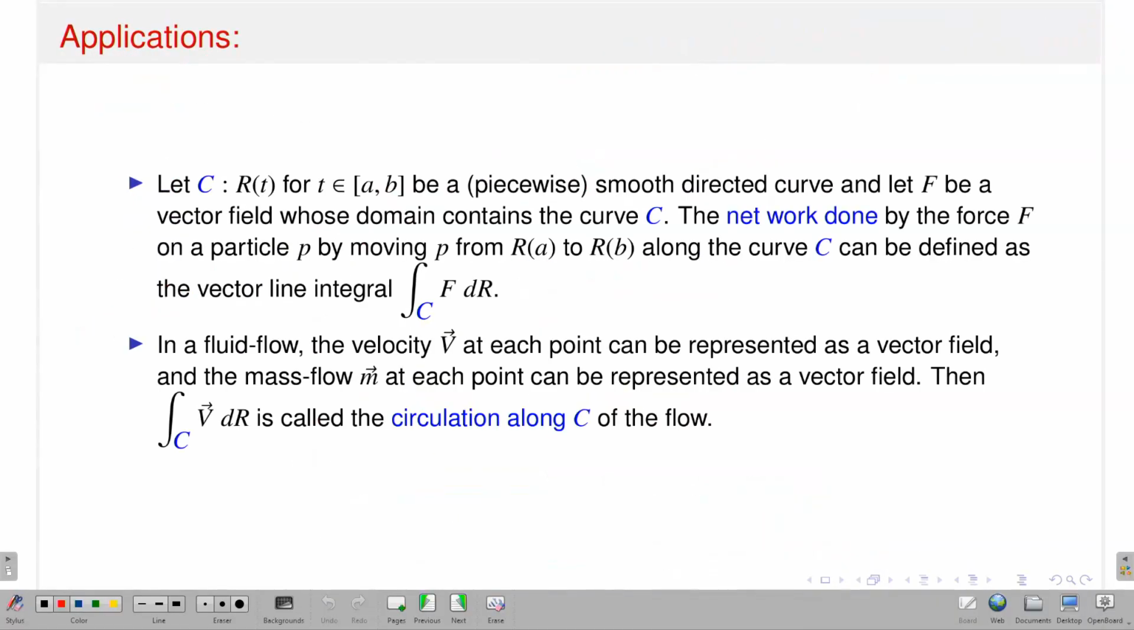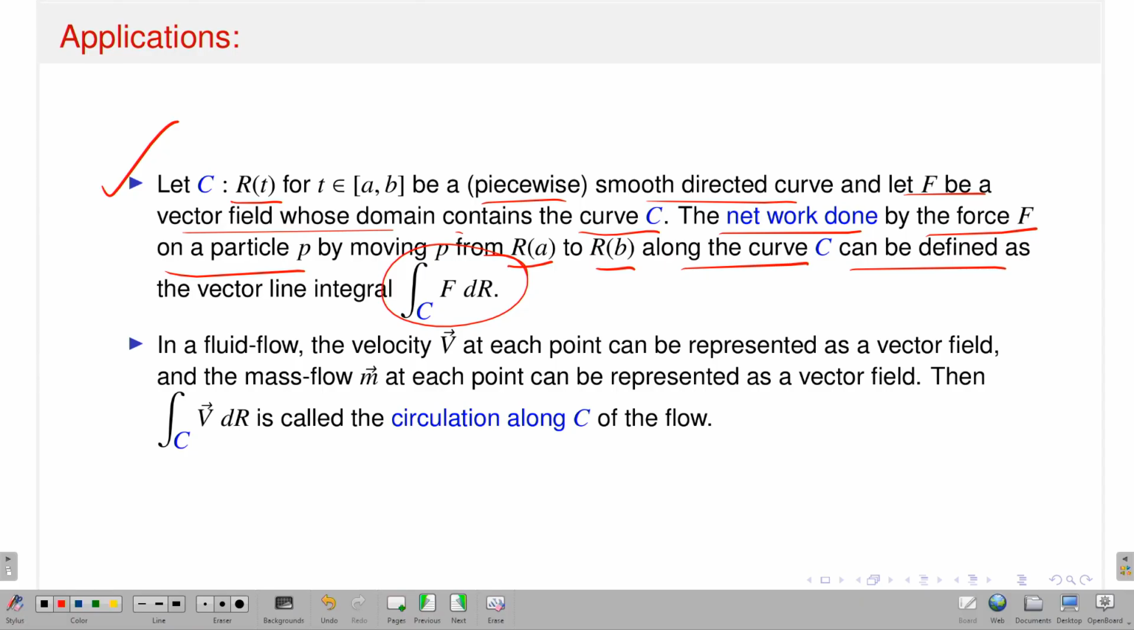Now, nice applications, what is that? Let us suppose you have a curve C, suppose r(t) is the corresponding parameterization of my piecewise smooth directed curve, and let capital F be a vector field whose domain contains your curve C. Then the net work done by the force capital F on a particle P by moving P from r(A) to r(B) along the curve C can be defined as the vector line integral. So that you can interpret the vector line integral of capital F over C.